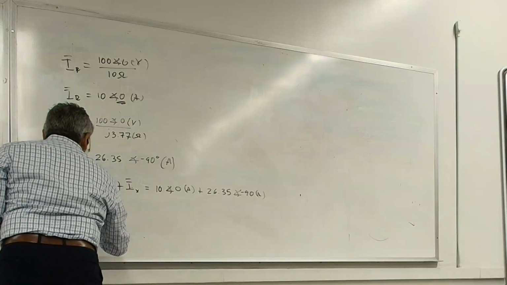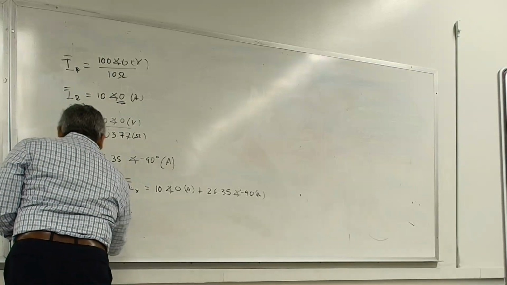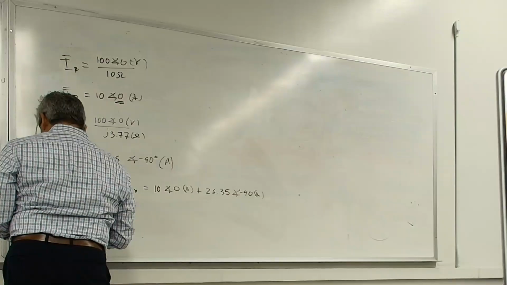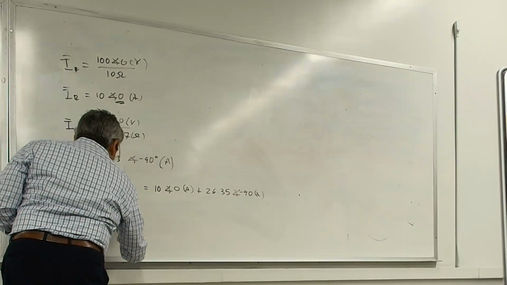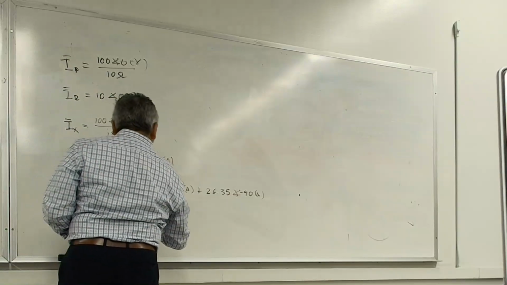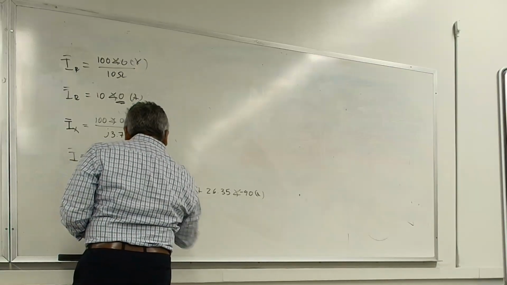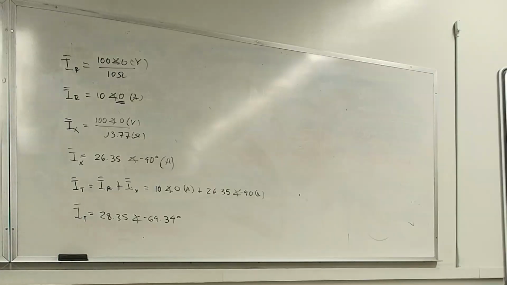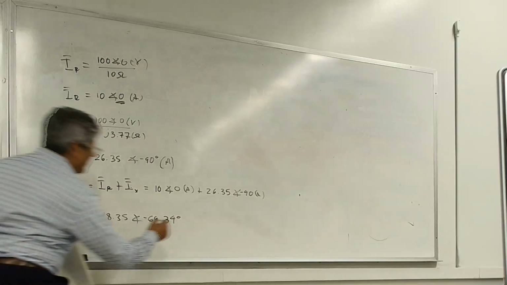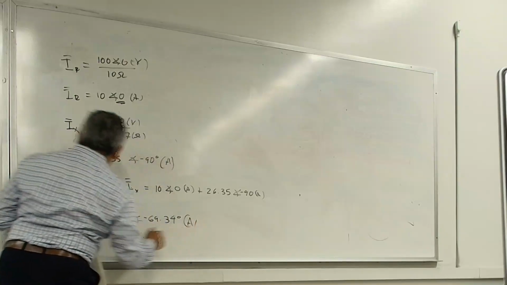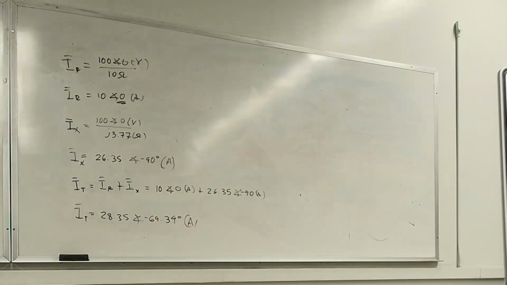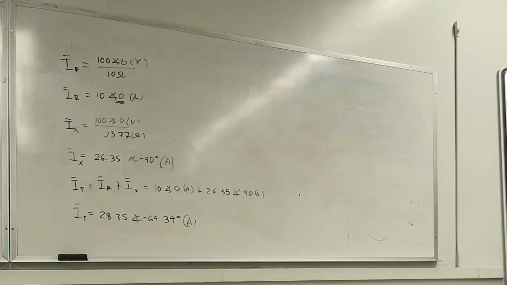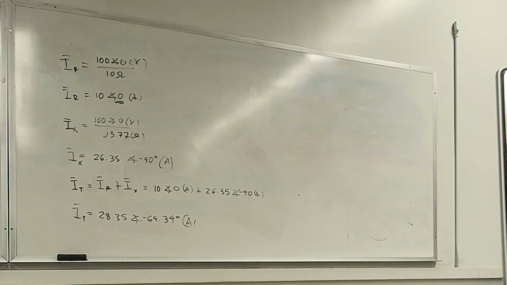And then the I total that we came up with last time was 28.35 angle of minus 69.34 degrees. Did I do this in MATLAB, by the way? I did it on Simulink, right? That's the one I told you I was going to give you. I haven't uploaded it, but I will. Anyway, this is what I'm going to call the electric utility. This is what the utility is feeding.